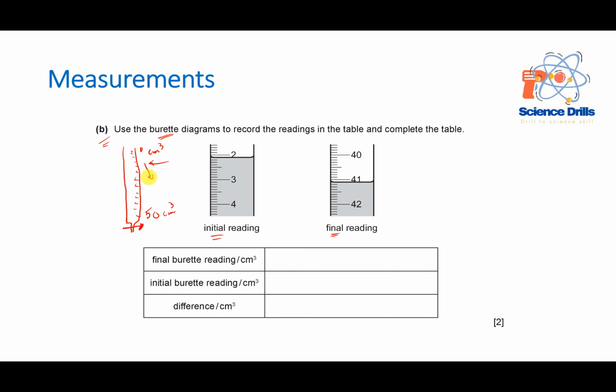So when you go down here, the volume increases. So in this case, we can imagine 0 is up and you go down. So now this is 2.1. So for the initial, 2.1 cubic centimeter. For the final as well, from up to down, 41 and then 0.1. So 41.1 cubic centimeter. Then the difference between them will be 39 cubic centimeter. 1 mark for the final and the initial, and 1 mark for the difference between them.